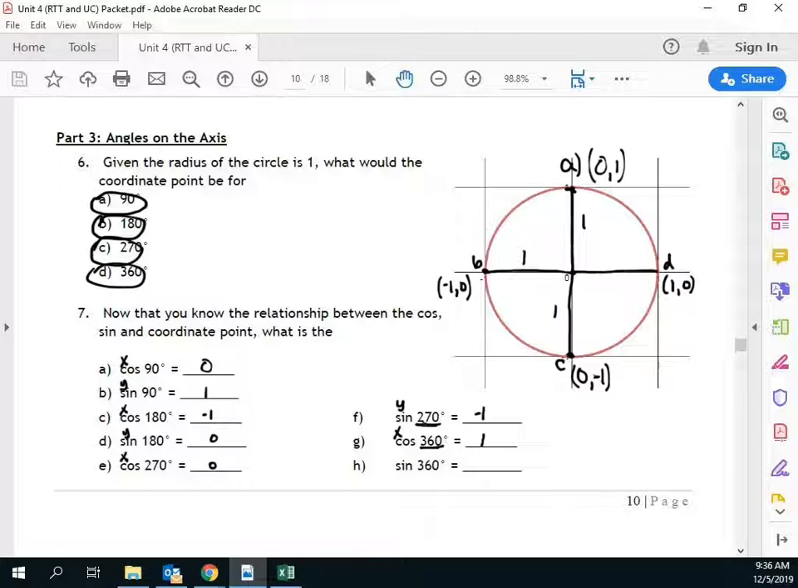It's usually that part where the whole class jumps in and says the answer, but not today. What about the y coordinate? 0. Again, all we're doing is giving you a trig function and an angle. You're just telling me the x or y coordinate. That's all you're doing.